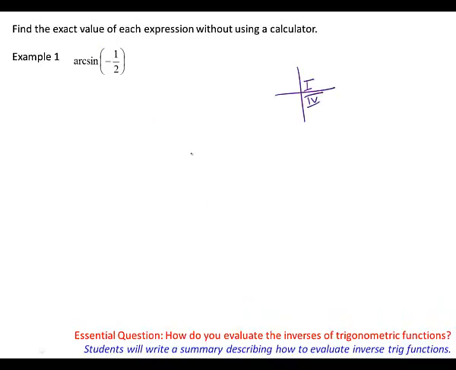Is sine the x value or the y value? It's the y value. So you need to look in those two quadrants and look for the y value to be -1/2 and give me the radian measure.